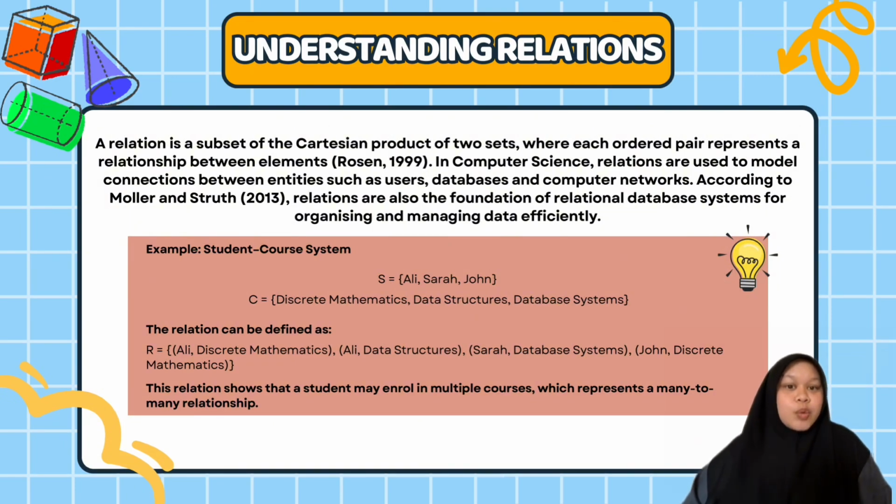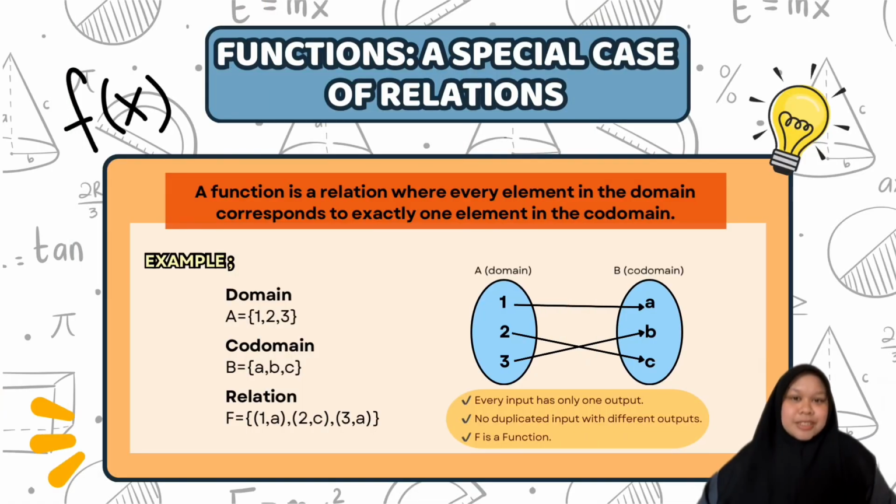For this example, we have a set of students and a set of courses. The relation consists of the ordered pairs shown on the slide. The ordered pairs indicate which student is enrolled in which course. For example, Ali is enrolled in both discrete mathematics and data structures. Sarah is enrolled in database systems while John is enrolled in discrete mathematics. This example represents a many-to-many relationship where one student can enroll in multiple courses and one course can have multiple students.